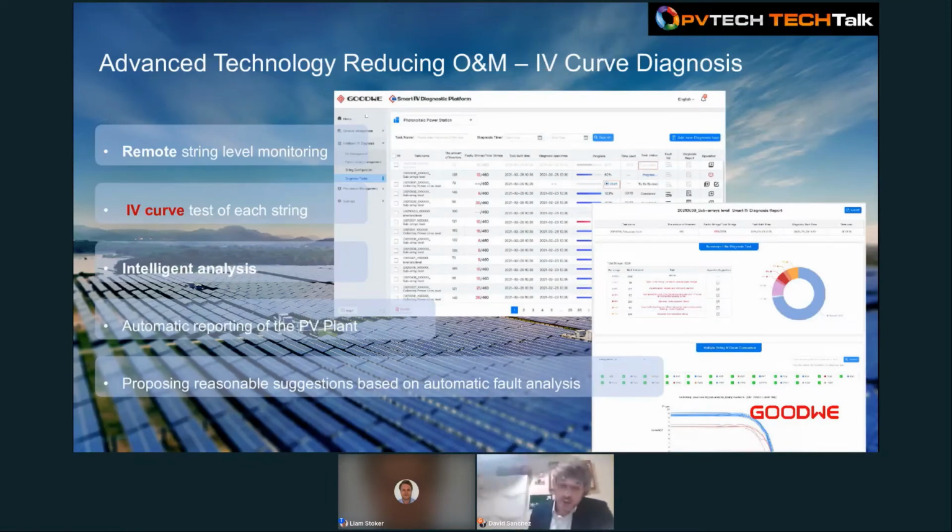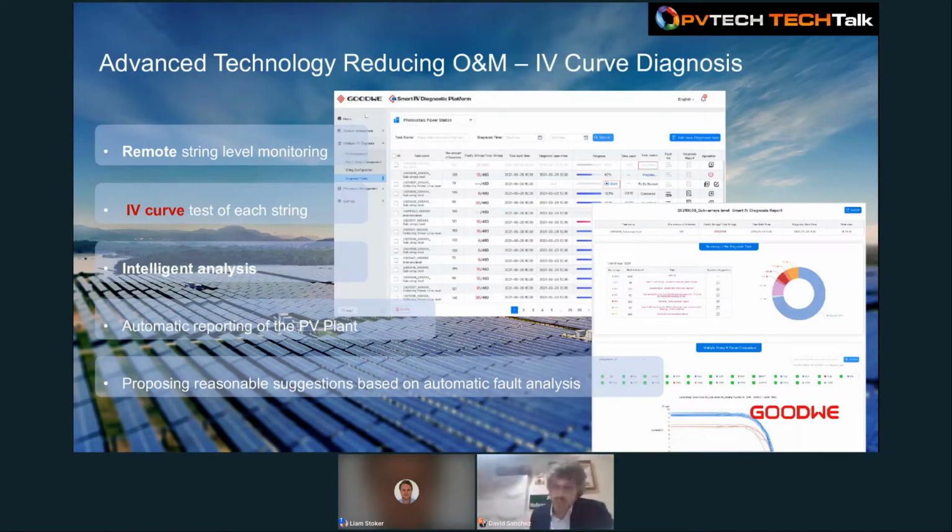IV curve diagnosis, smart IV curve diagnosis. This is an amazing thing. Myself as an engineer, I found this absolutely brilliant. And again, as we were discussing, every day the tenders are getting more and more challenging. LCOE is going down, and O&M is playing a very, very important role in being able to achieve lower LCOE, right?